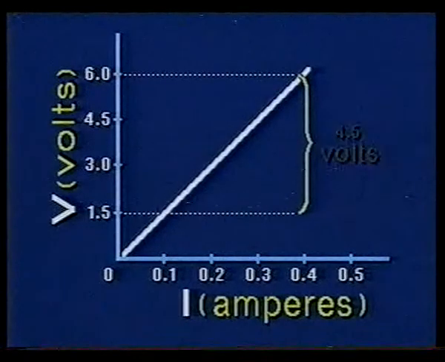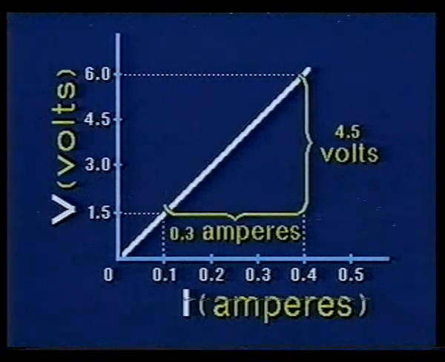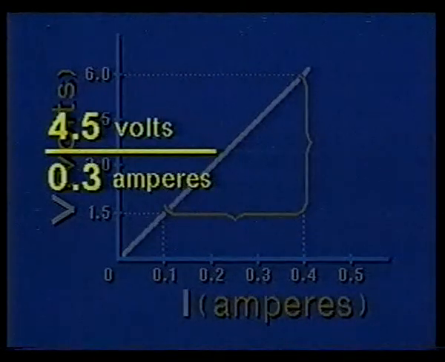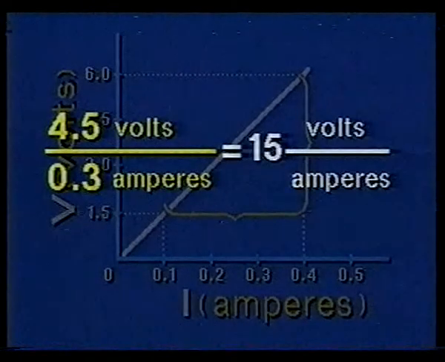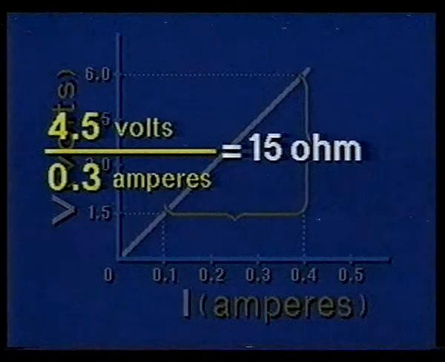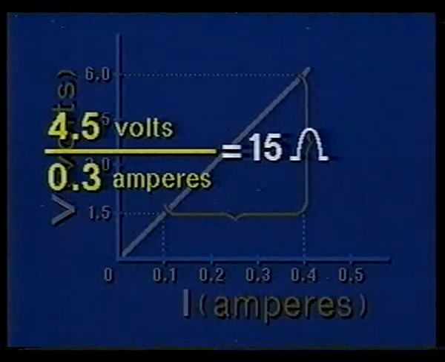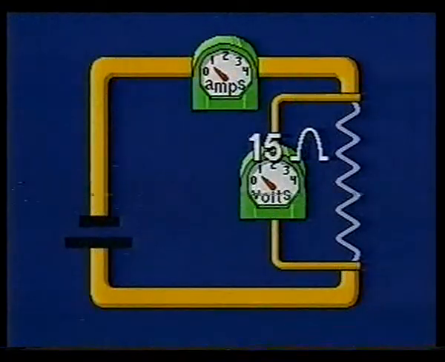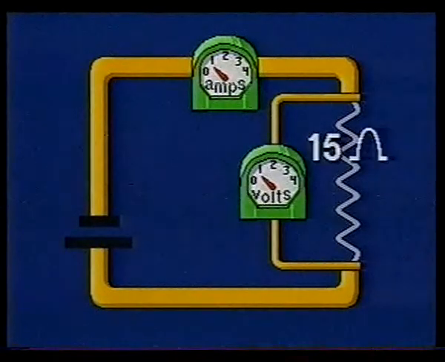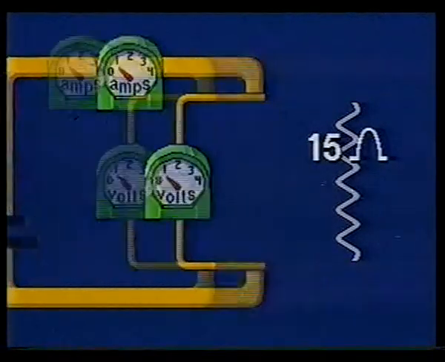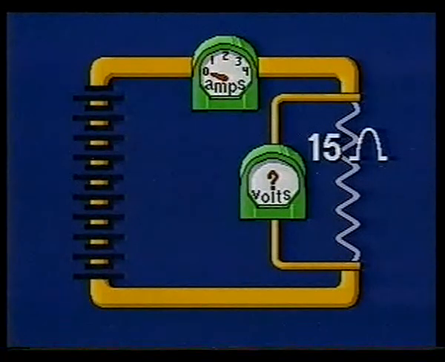Taking the increase in potential difference anywhere along this line and dividing it by the corresponding increase in current, we'll always calculate the same value in volts per ampere. A volt per ampere is called an ohm, often shown like this. So our heating element is a 15 ohm resistor. The resistance of a resistor is a special characteristic that doesn't change when it's placed in another circuit.